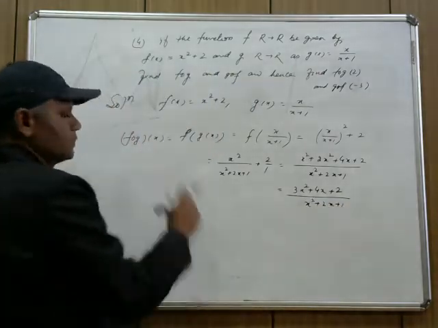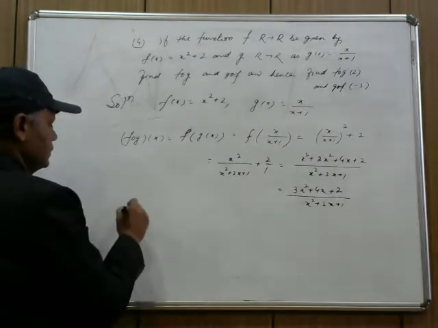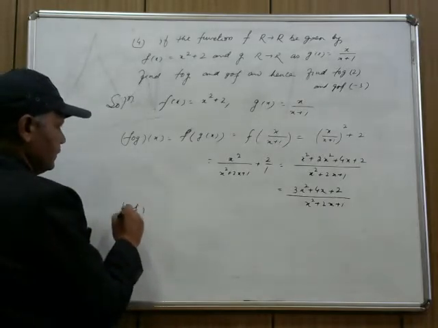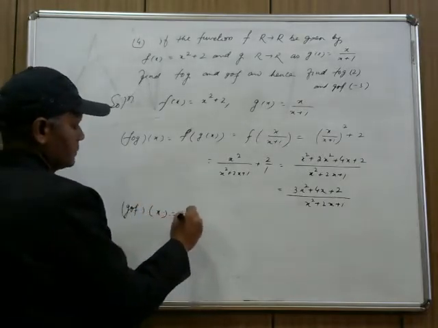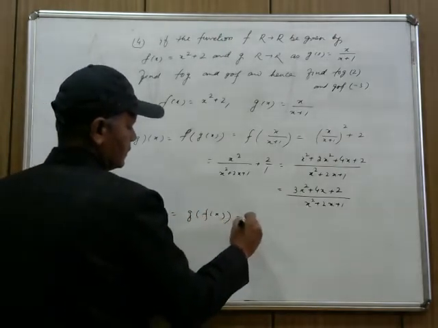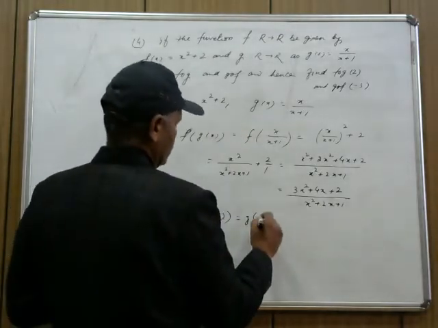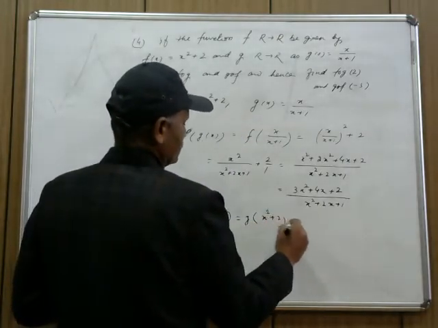This is f of g of x, right? Now you have to find out g of f of x. Now g of f of x is equal to g of f of x, and f of x is equal to what? x square plus 2.